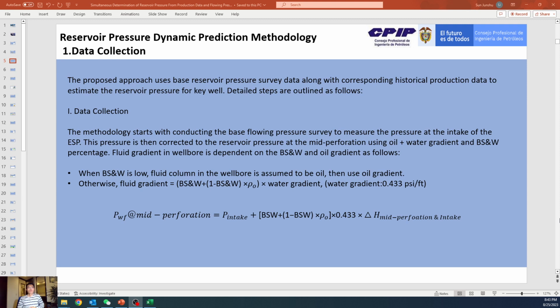Otherwise, fluid gradient equals BSW times water gradient plus (1 minus BSW) times oil gradient. Here, water gradient equals 0.433 psi per foot.